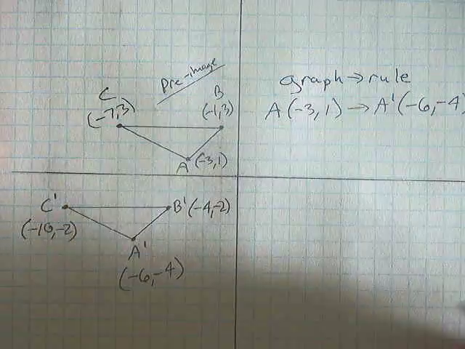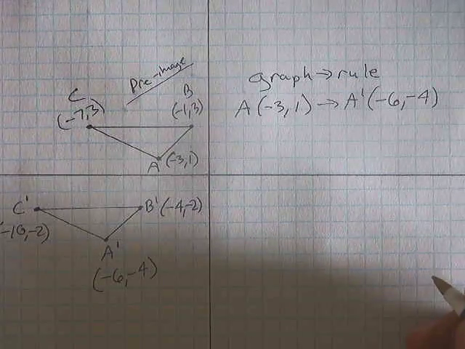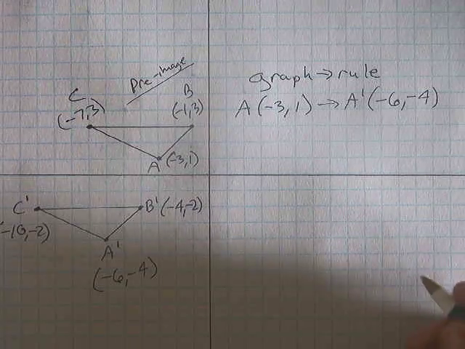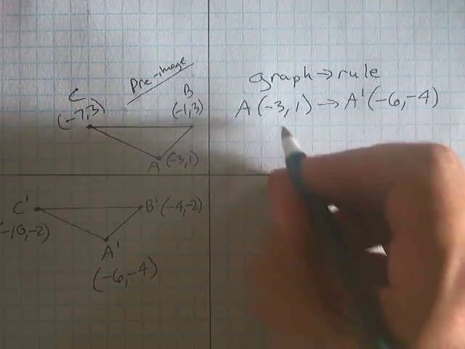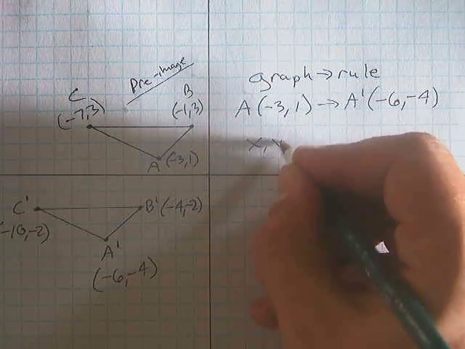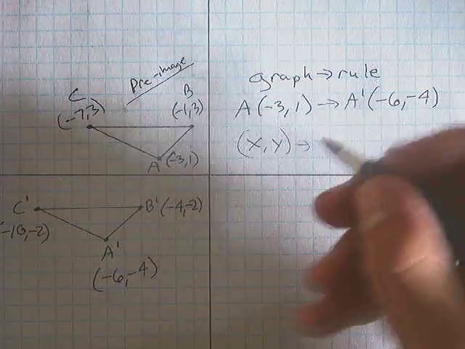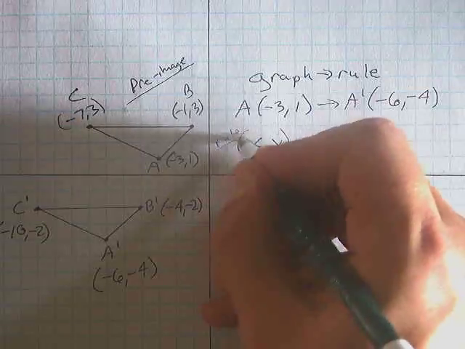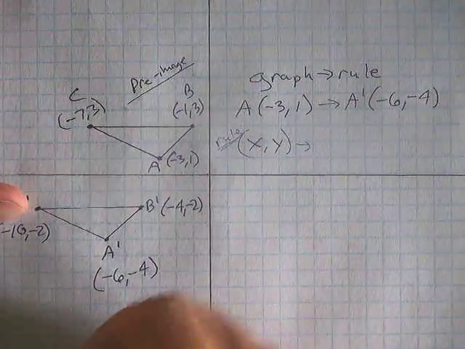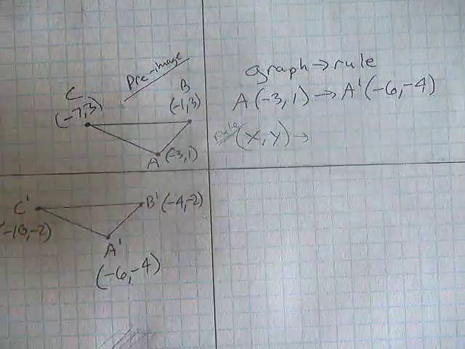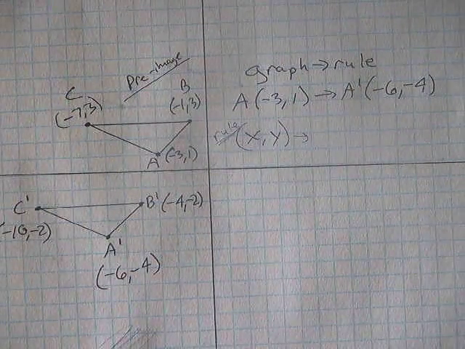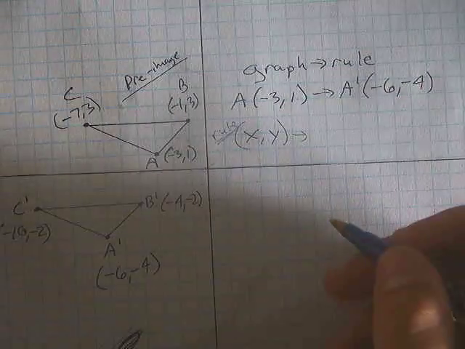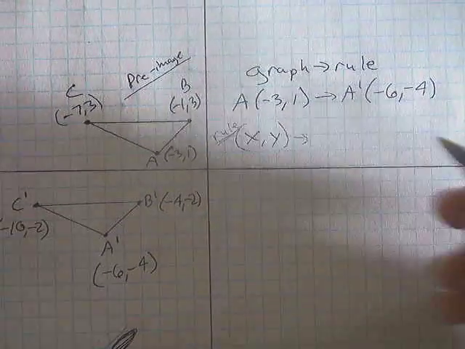Okay? So you could take any of these points, it'll work for. So let's look at A. Write down the coordinates for A, -3, 1. Write down the coordinates for A prime, -6, -4. And I want to make a rule that's telling me what those points are doing. Well, obviously, it's going down and to the left, right? So I'm going to start with x, y. This is my rule.